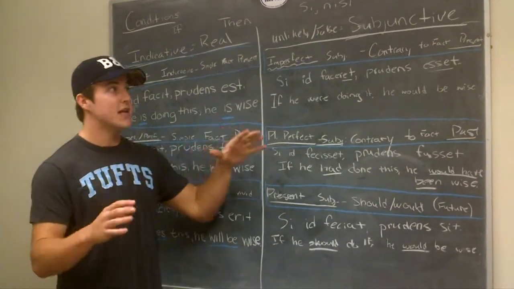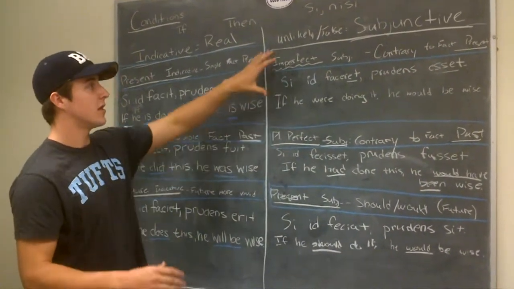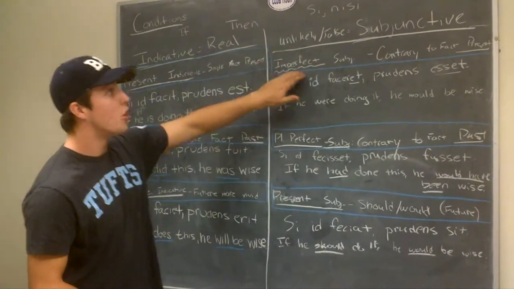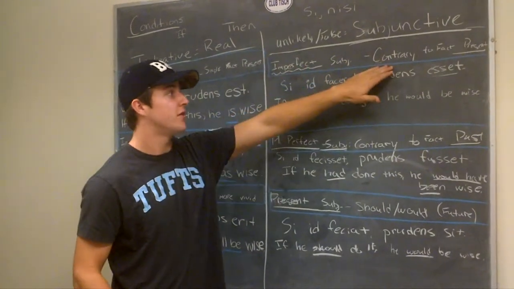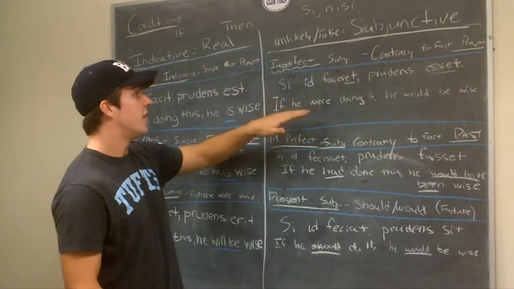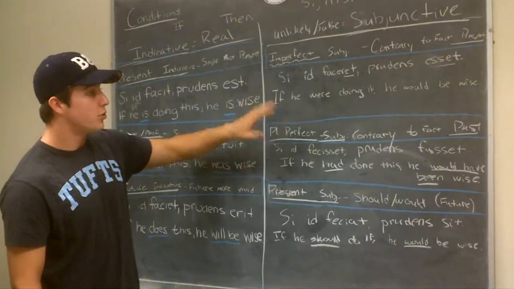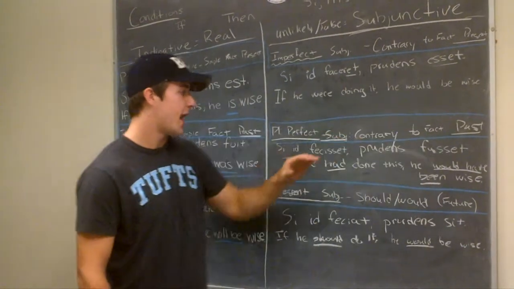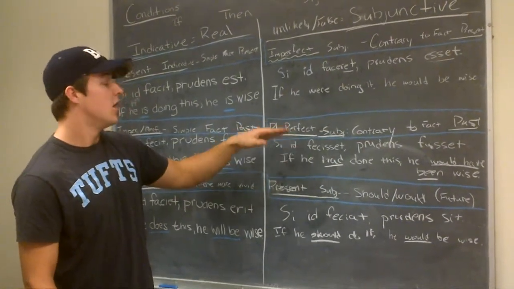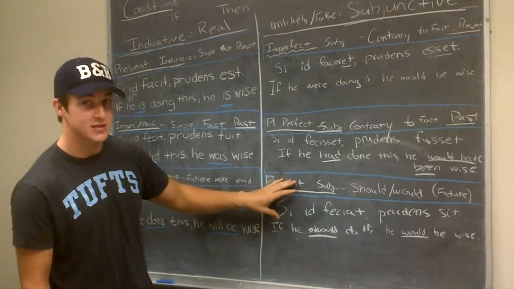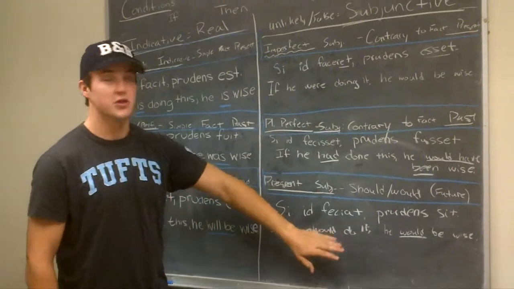And then the biggest translation things, the things you're going to need to study the most, are the subjunctive uses. Imperfect subjunctive is contrary to fact present. So if he were doing it, he would be wise. Pluperfect denotes contrary to fact past, and you can translate them as pluperfects. And then present subjunctive goes with the should, would clauses.